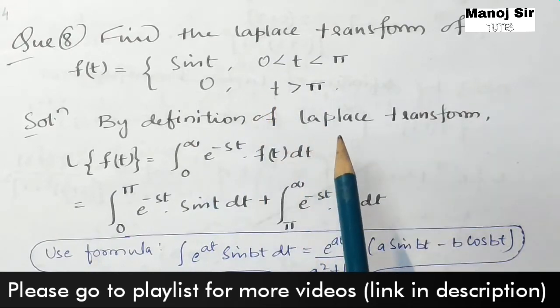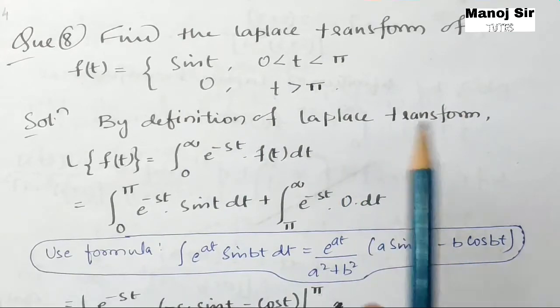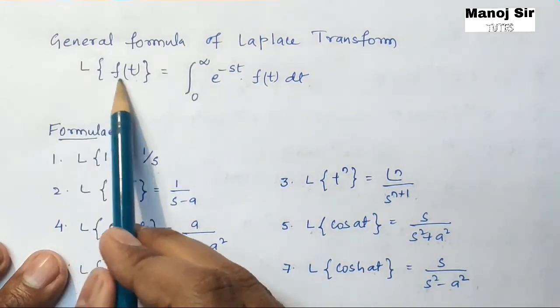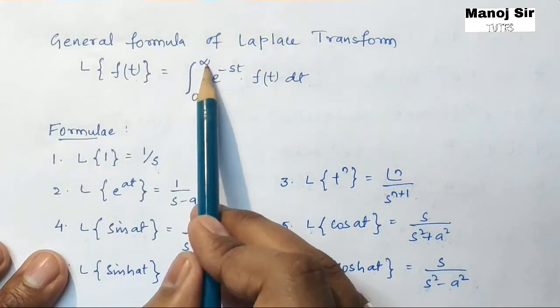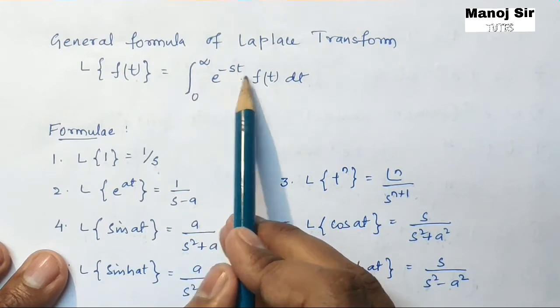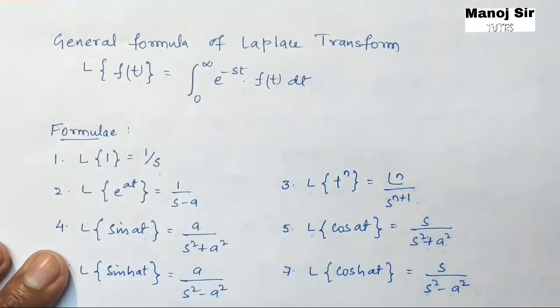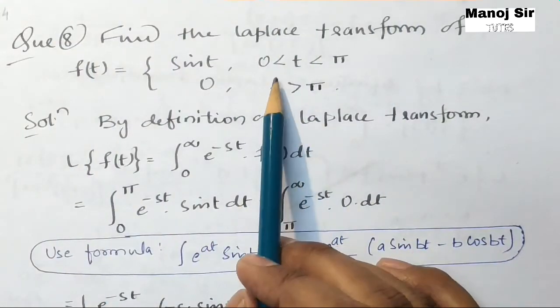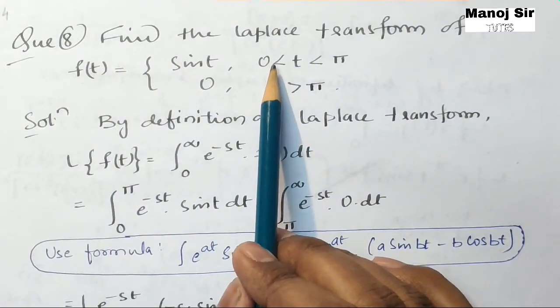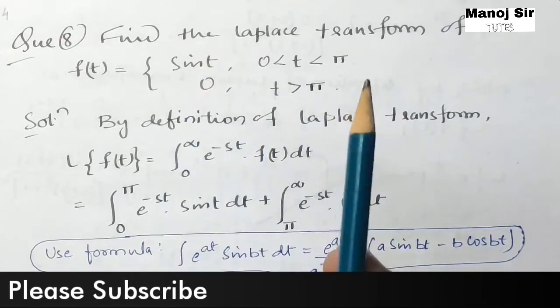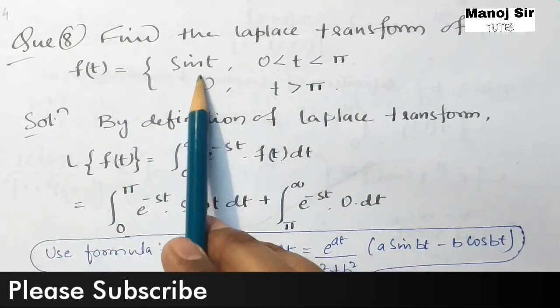Since we have learned in the definition of Laplace transform that we have this formula, Laplace of f of t equals the integration from 0 to infinity of e to the power minus st f of t dt. Here we have the limit from 0 to infinity, but if you see here, we have broken this limit: from 0 to pi we have the function sine t, and from pi to infinity we have the function 0.